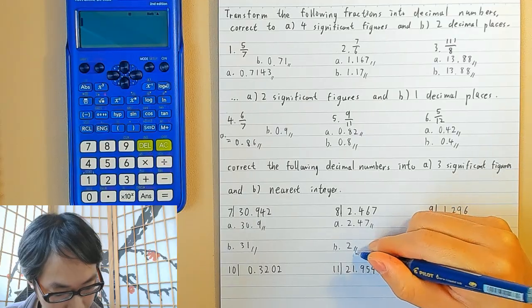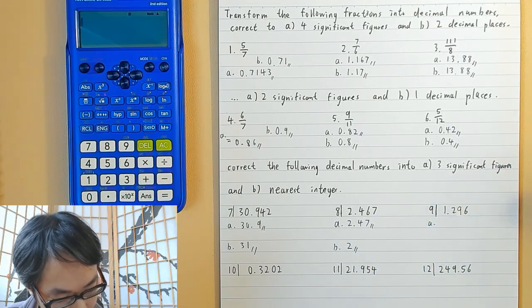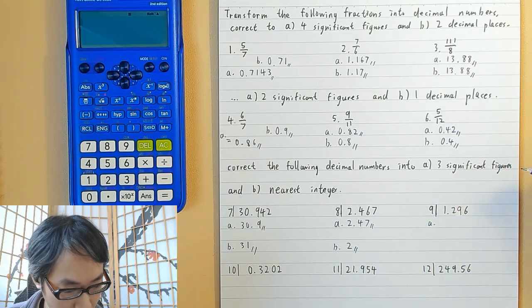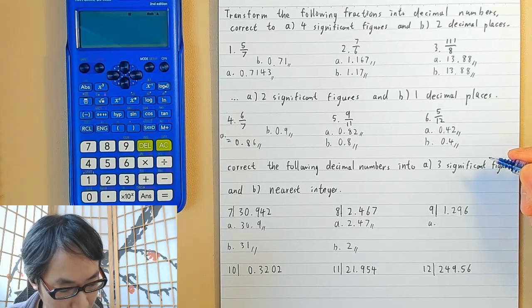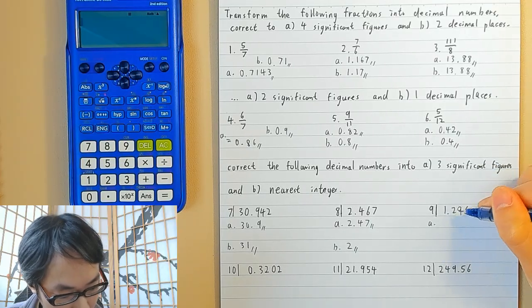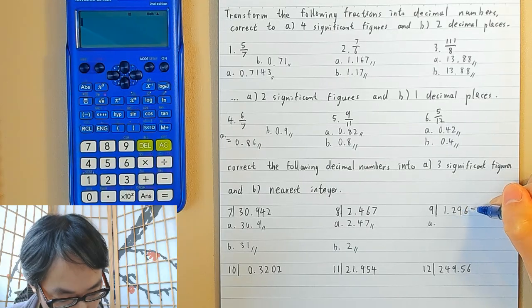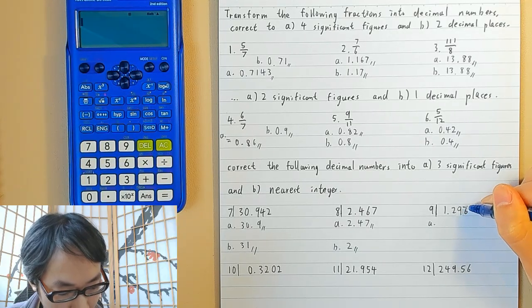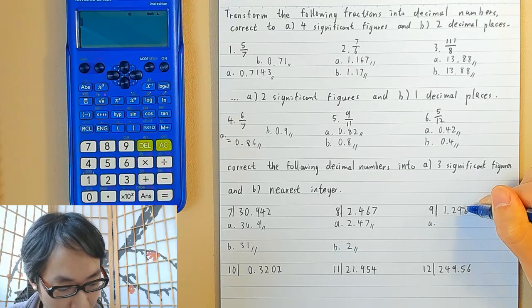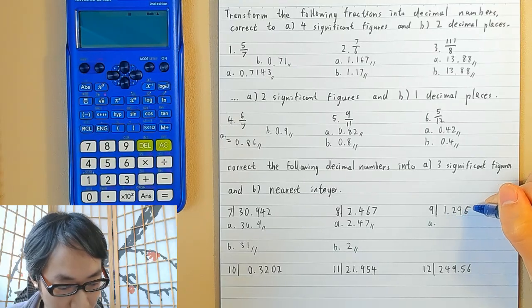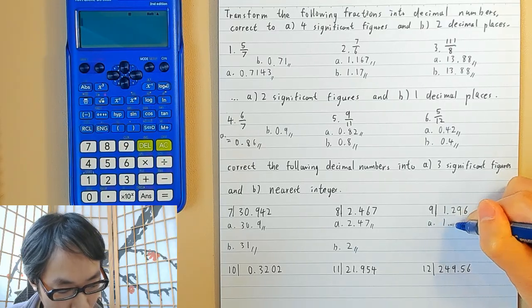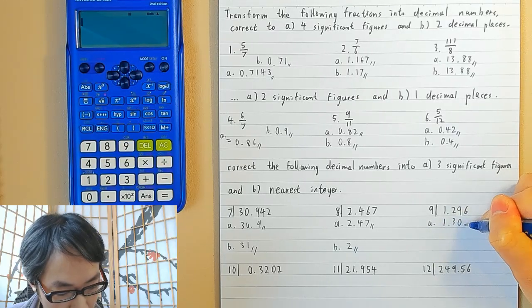And then 1.296, 3 significant figures. For this one, the 9 will become 0 because there is a 6 here. If you have to increase the 9 further, 29 will become 30. So this will be 1.30.